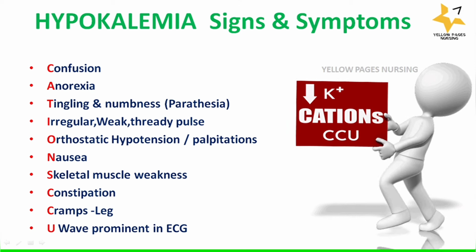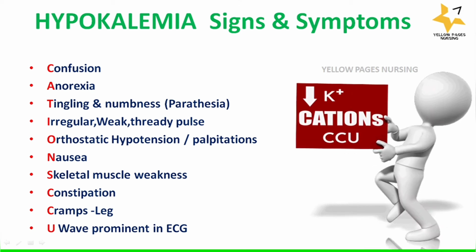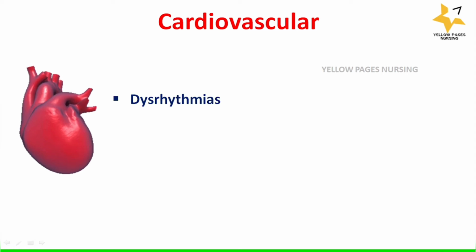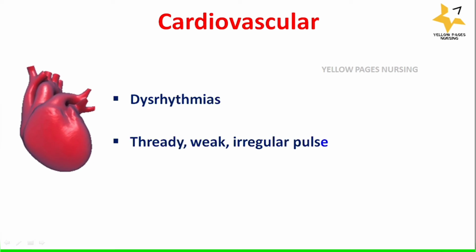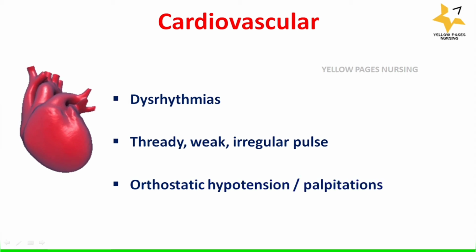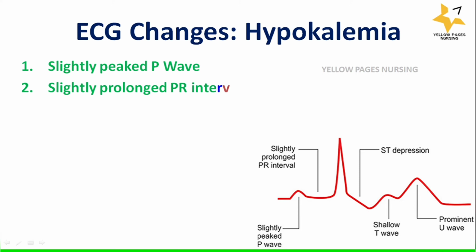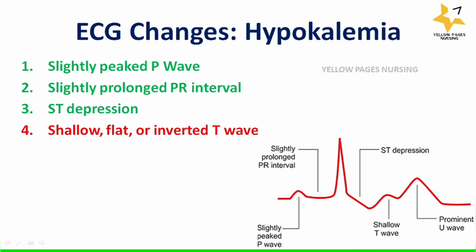Now, let's look into the system-wise manifestations. Cardiovascular symptoms include dysrhythmias, thready weak irregular pulse, orthostatic hypotension, and palpitations. ECG changes in hypokalemia will be slightly peaked P-wave, slightly prolonged PR interval, ST depression, shallow flat or inverted T wave, and prominent U wave.